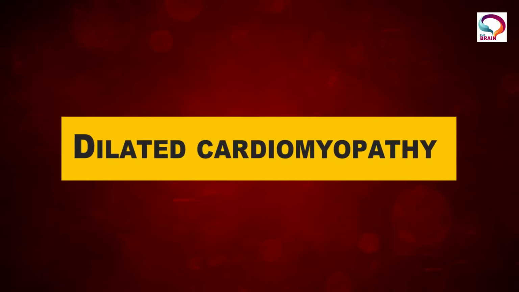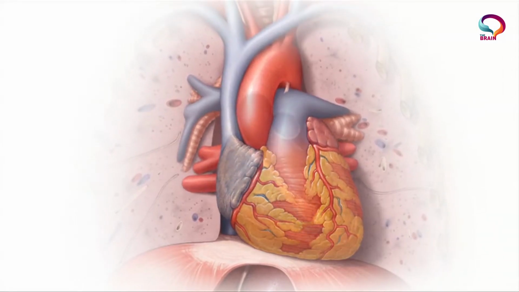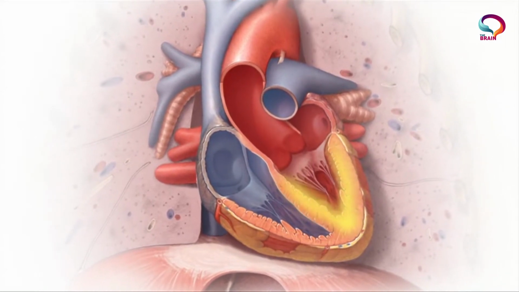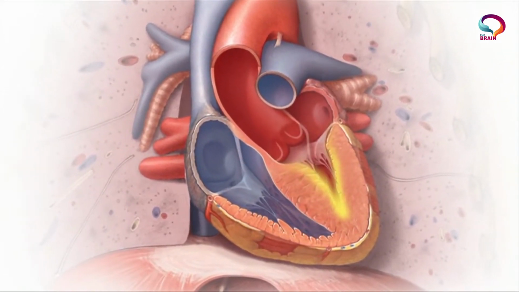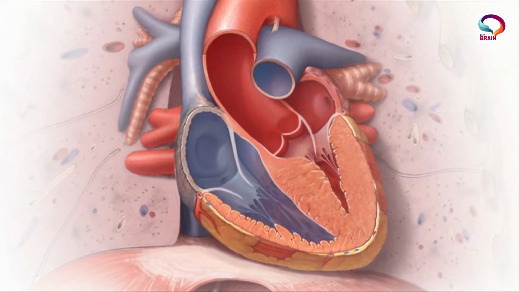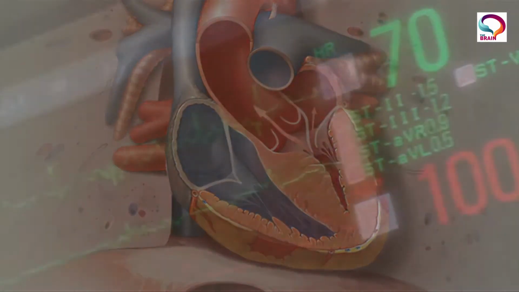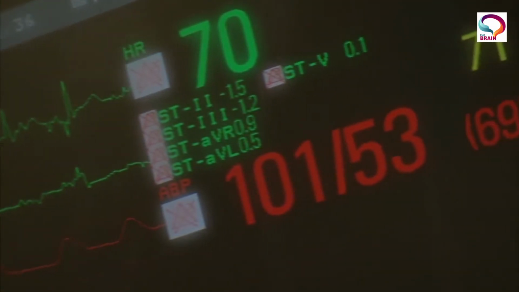Dilated cardiomyopathy. The heart chambers become dilated as a result of heart muscle weakness and cannot pump blood properly. The most common reason is that not enough oxygen reaches the heart muscle due to coronary artery disease. This usually affects the left ventricle.